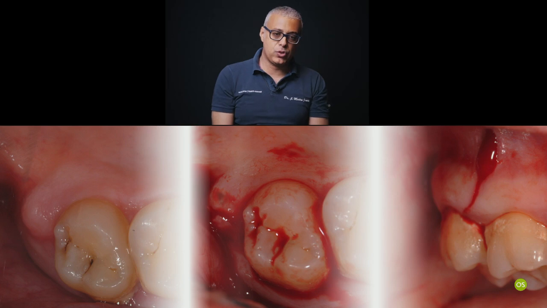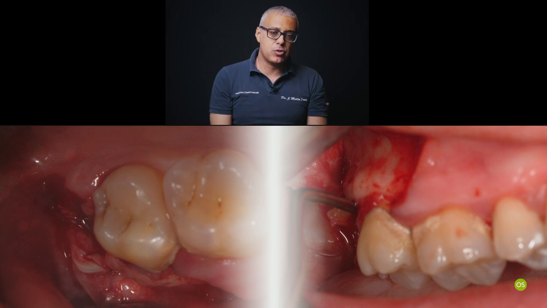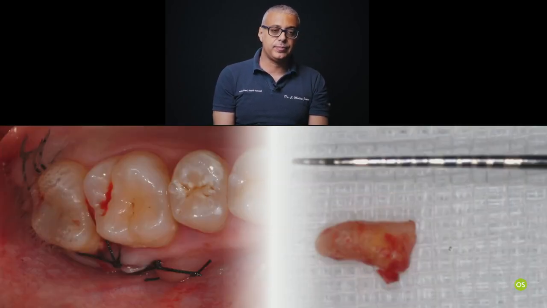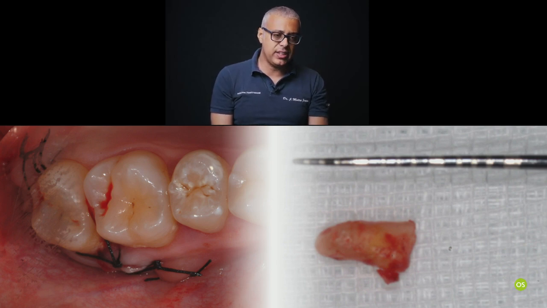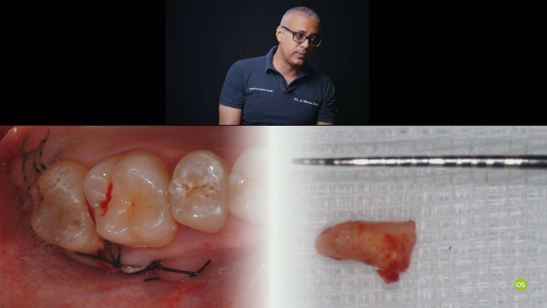We perform a trapezoidal flap in order to expose the bone, and once we have exposed the bone, we perform a small amount of bone guttering, and then we can go and remove the residual roots that were left in the socket. And here is the root that was left, and here you see the stitches with 4.0 silk sutures.